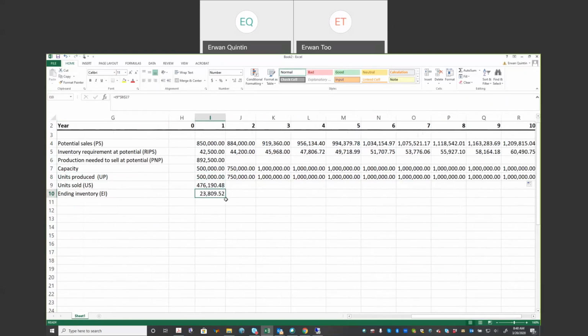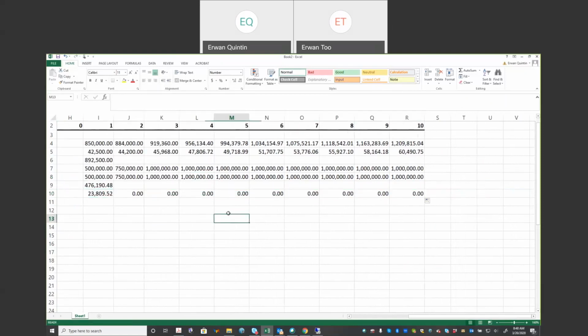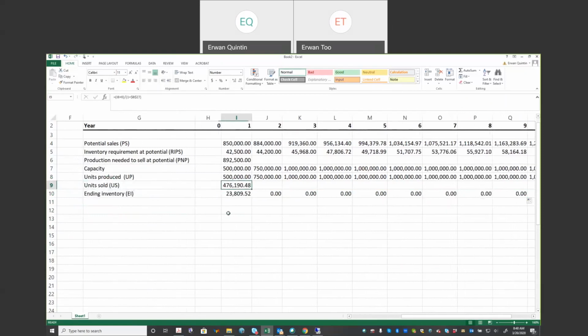Another one that I get to drag because this one is very simple is this one. The other two I cannot drag quite yet because you remember we have those zeros in there, but now we're going to have some starting inventory. So for instance, let's take production needed to sell at potential. So production needed to sell at potential is always equal to my potential sales plus the required inventory if I want to support potential sales.